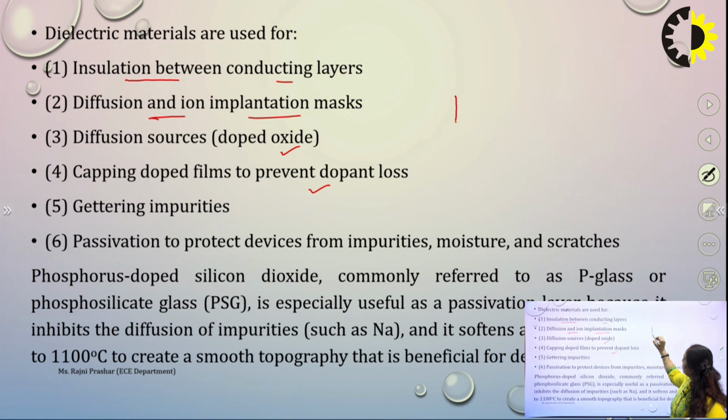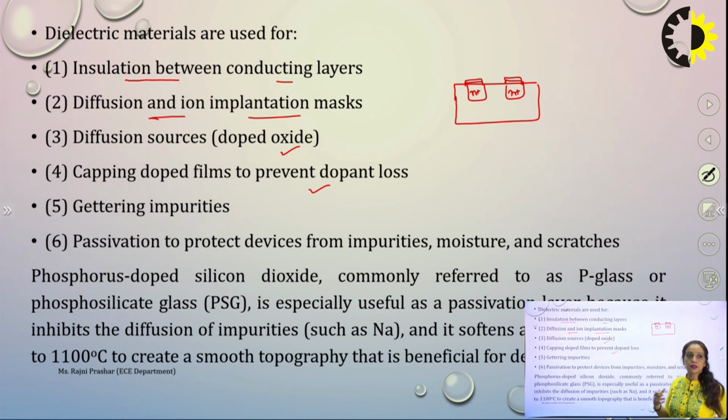When we dope some type of material, sometimes we cap this dopant area, so that these impurities are not lost in the upcoming processes. That is known as capping of doped films. Then there is passivation, to protect the devices from impurities, from moisture or scratches.